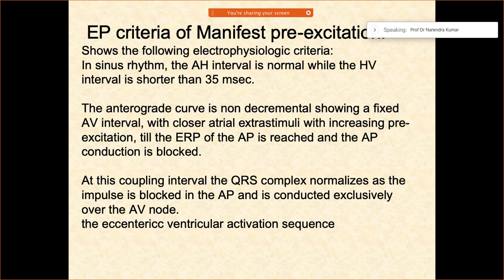Pre-excitation will be increasing. However, the AV interval, A to V, is going to be fixed till the time accessory pathway refractoriness is reached. So this is a very important point. I would really like you not to forget this. And then at this coupling interval, the QRS complex normalizes as the impulse is blocked in the accessory pathway and is conducted exclusively over the AV node.